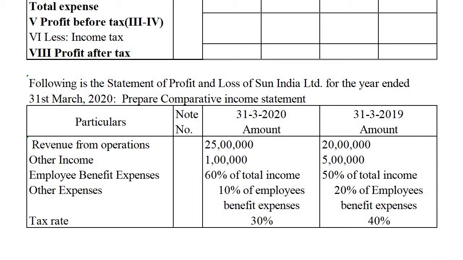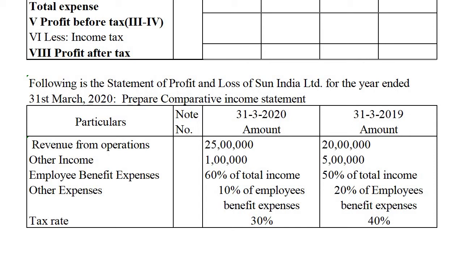Then other income 1 lakh and 5 lakh. Employee benefit expenses 60% of total income. Total income means revenue from operation plus other incomes. It's 60%. And for the previous year it is 50% of the total income. Then after that, other expenses 10% of employee benefit expenses. So employee benefit expenses we will calculate, it is 60% of total income and its 10% will be other expenses. Then tax is 30%. So this is the question.